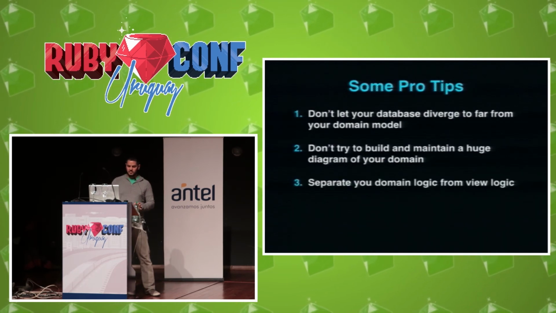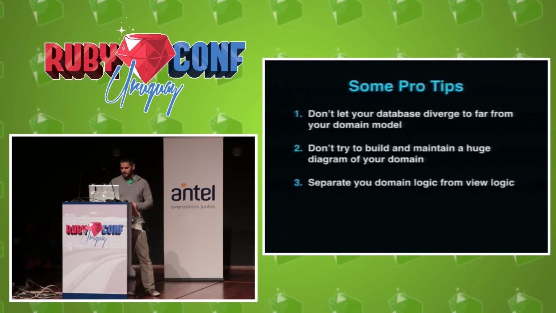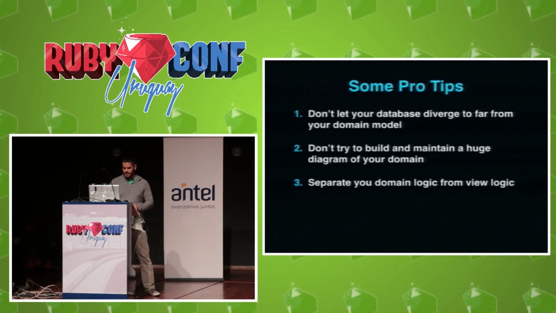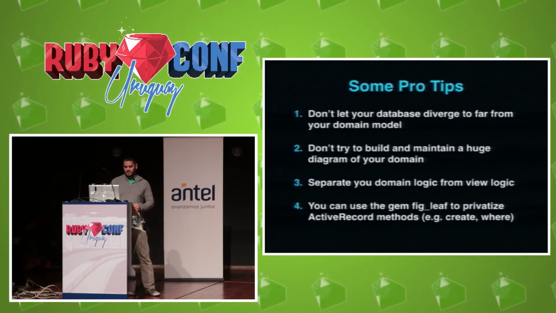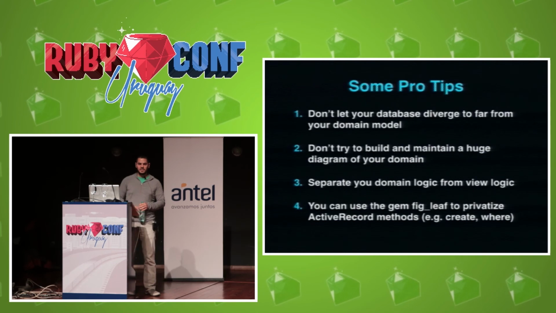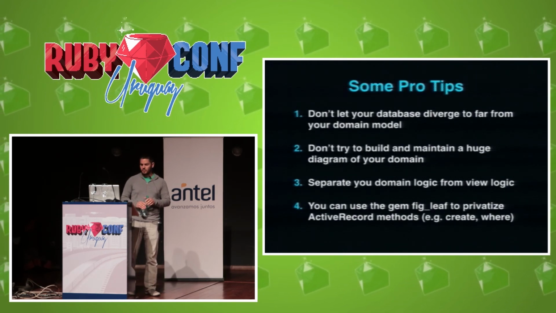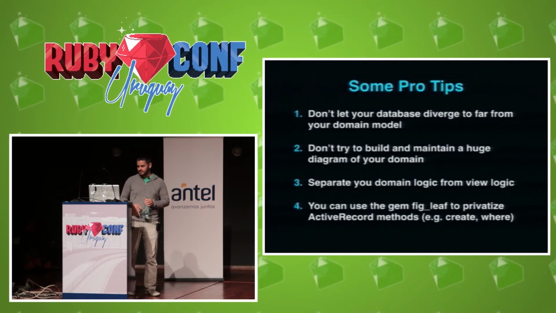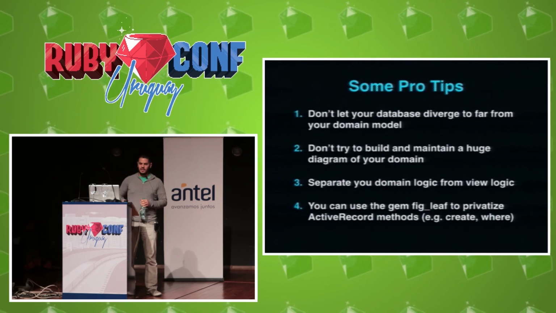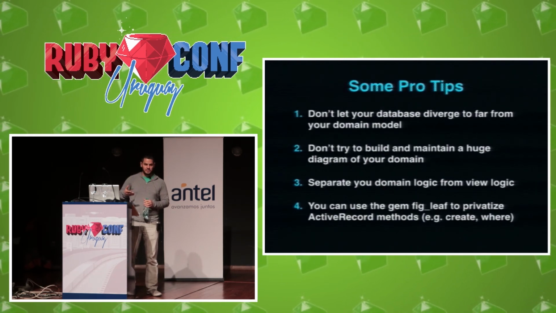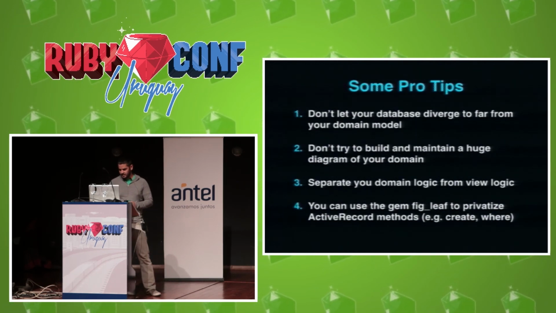Separate your domain logic from your view logic. There are a lot of patterns for this: view models, presenters, form views. And also check out the gem fig leaf. You can use it to privatize certain Active Record methods in your Active Record model. So for instance, if you wanted the where clause to be private, you can do that. Then nobody can use the where clause outside of that Active Record object, which then forces you to use your scope to specify data access.